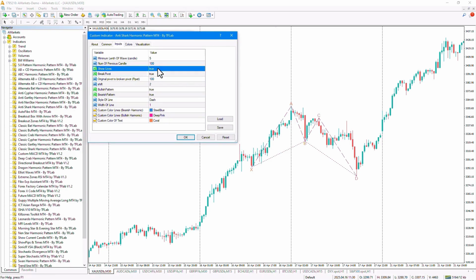In the next section, we can enable or disable the display of the harmonic pattern lines. In the next section, we can enable or disable the break pivot, which is automatically enabled in this section. If we set this option to false, in the section below we can adjust the distance ratio between the harmonic pattern pivot and the break pivot based on pipettes, which is set to 100 pipettes by default.